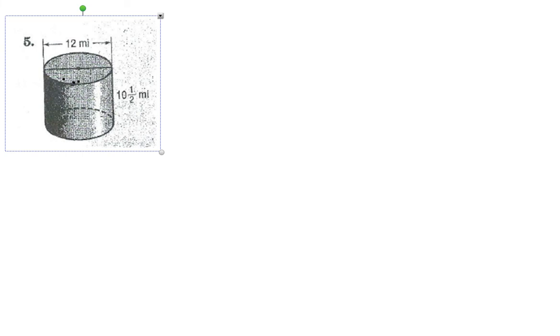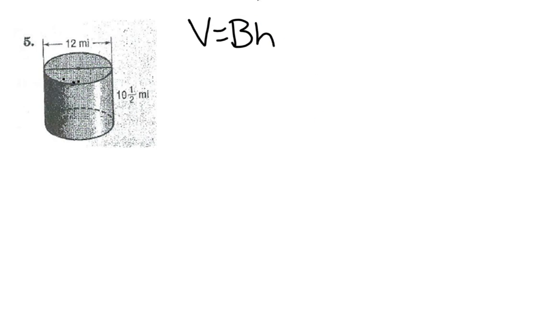Alright, so we have a cylinder. We're looking for volume, so we start our formula: volume equals area of the base times the height. So if we need the area of the base, we need to identify what is the base. In this case, since it's a cylinder, our base is this circle here, also this circle on the bottom. So to find the area of that, we need to find area of a circle.